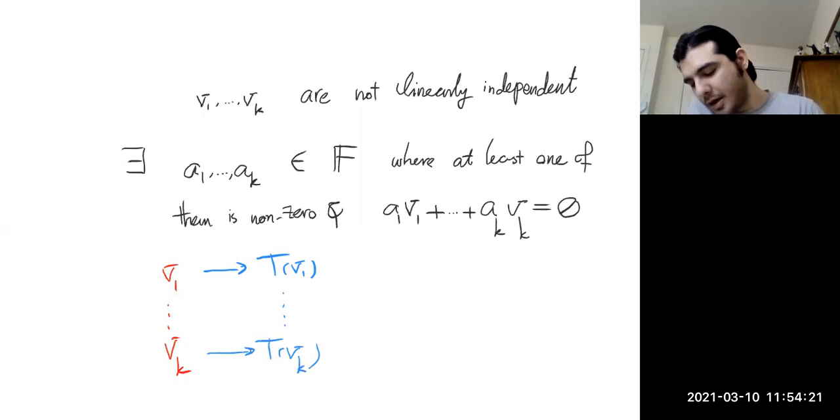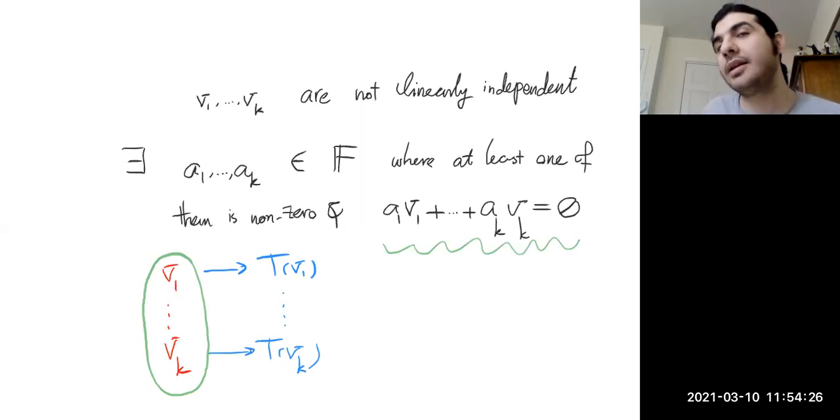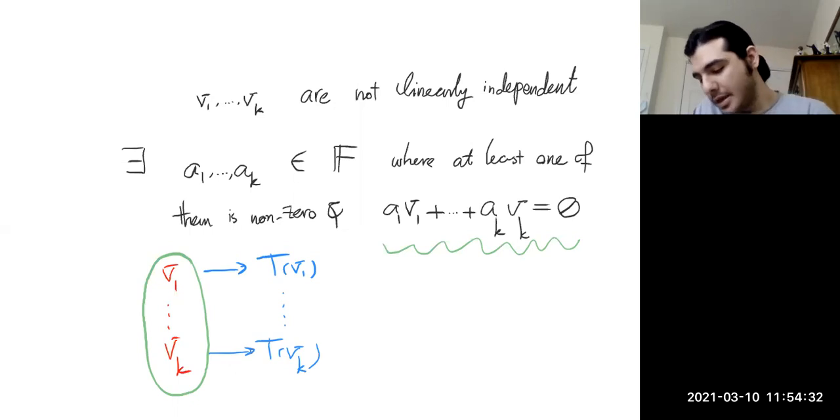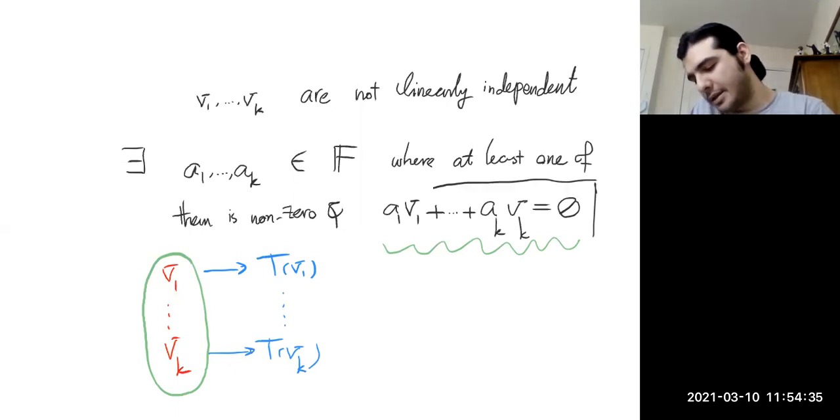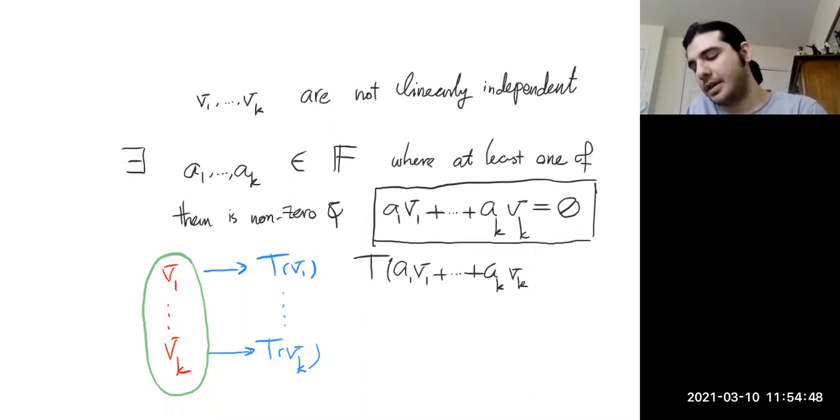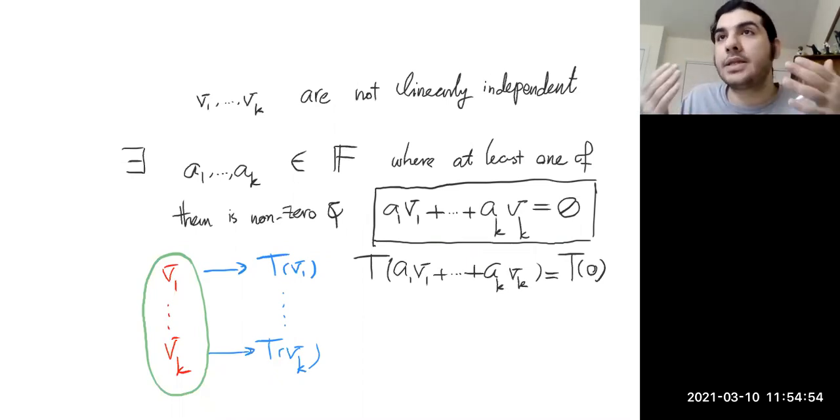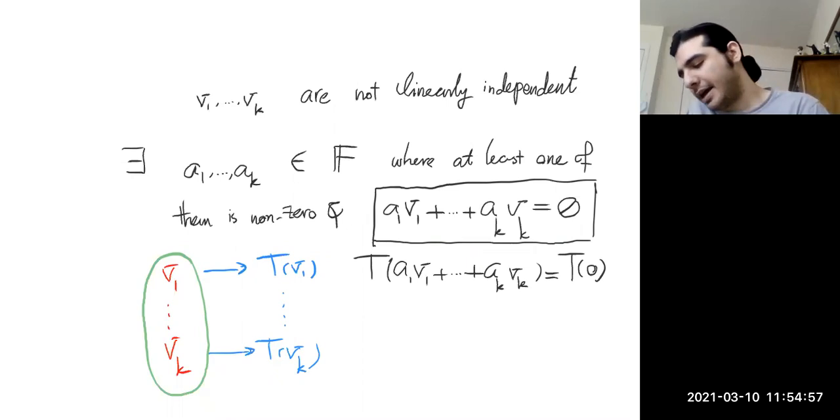Now, for v1 up to vk, we have this linear relation. We should have the same linear relation for T of v1 up to T of vk. Why is that true? Look at this relation here. Let's apply T to both sides of this equation. We would get T of a1 v1 plus up to ak vk is equal to T of 0. But we know for any linear map, T of 0 is equal to 0. So the right-hand side is equal to 0, right?